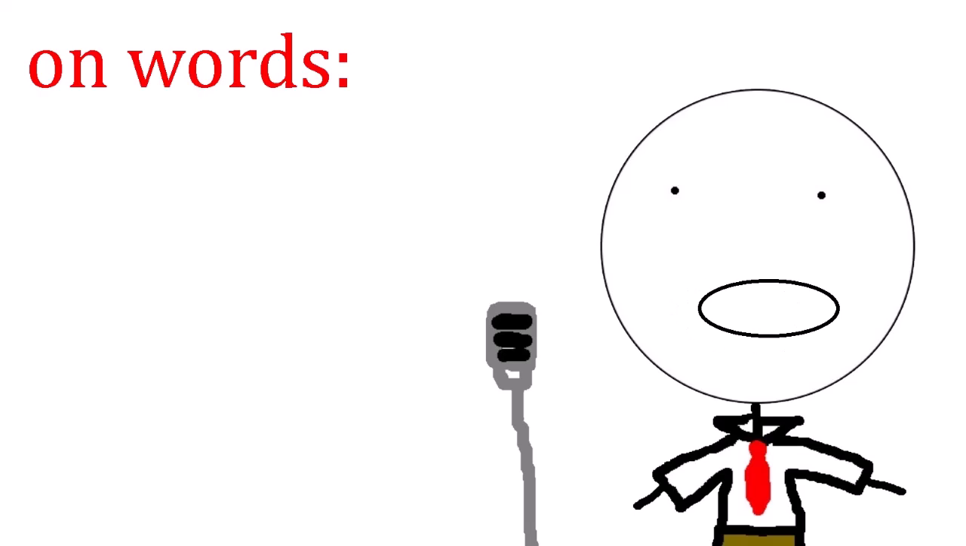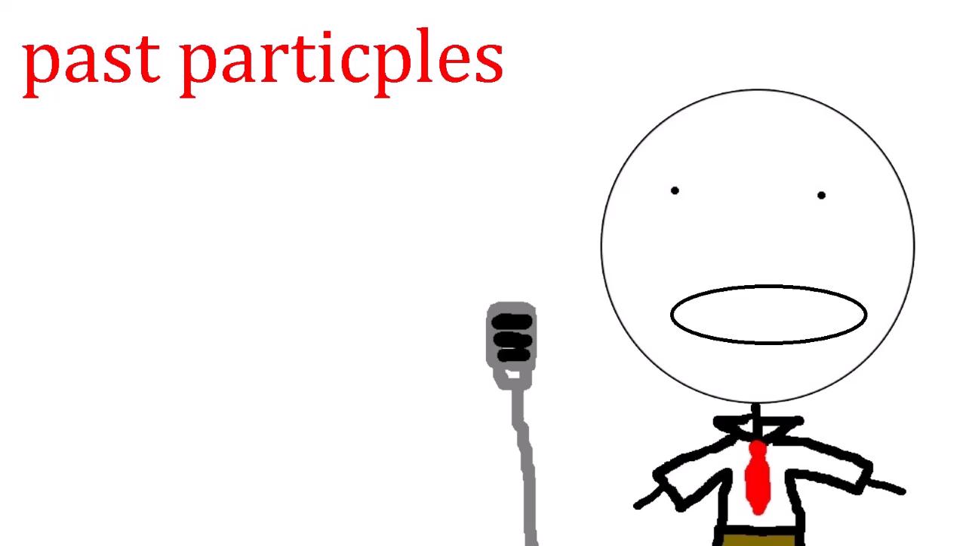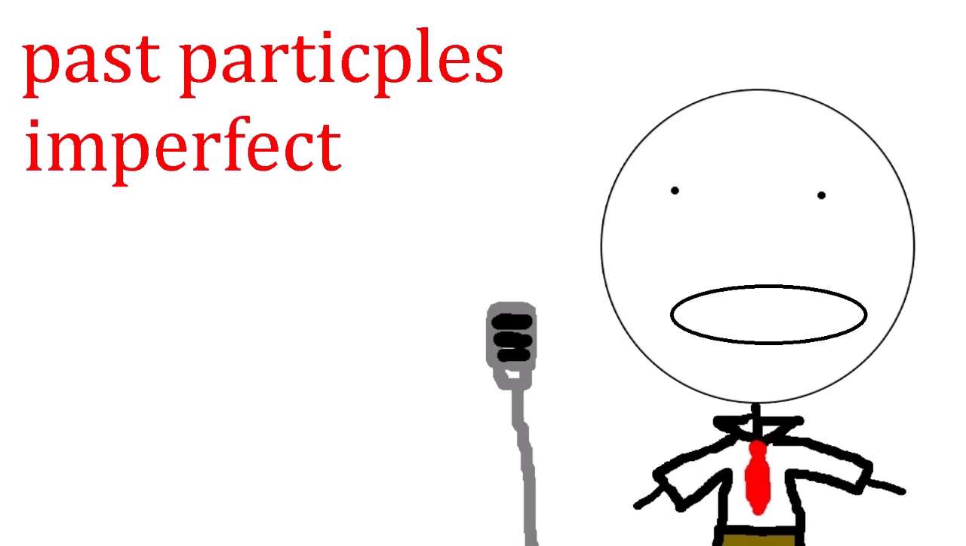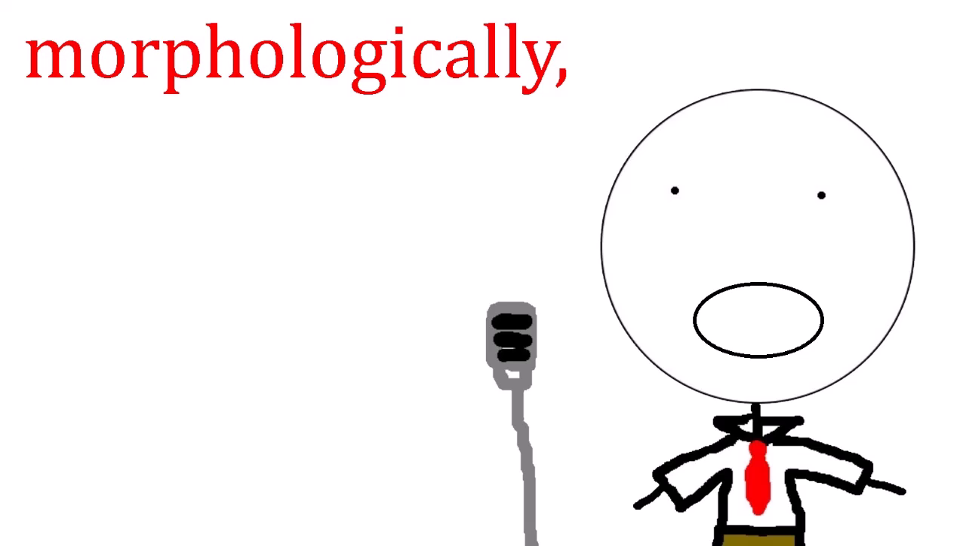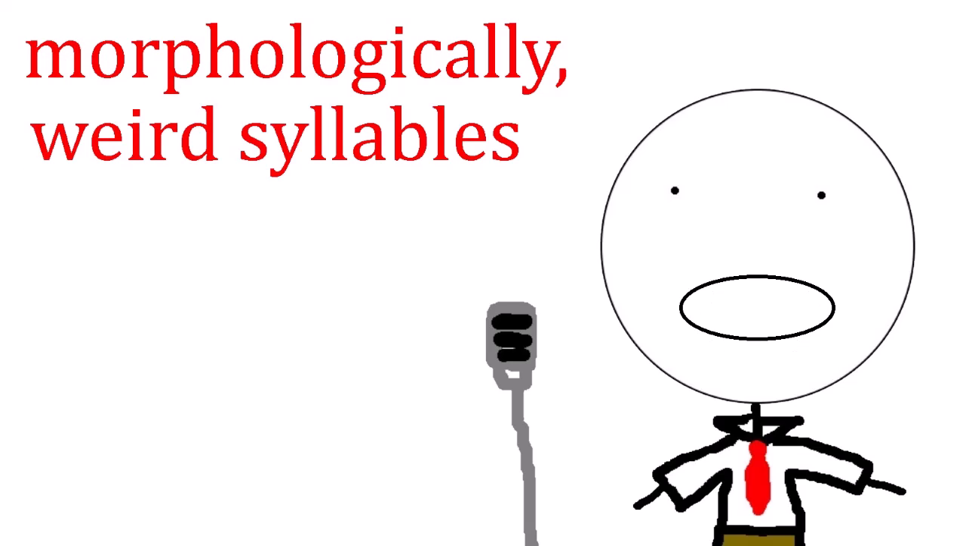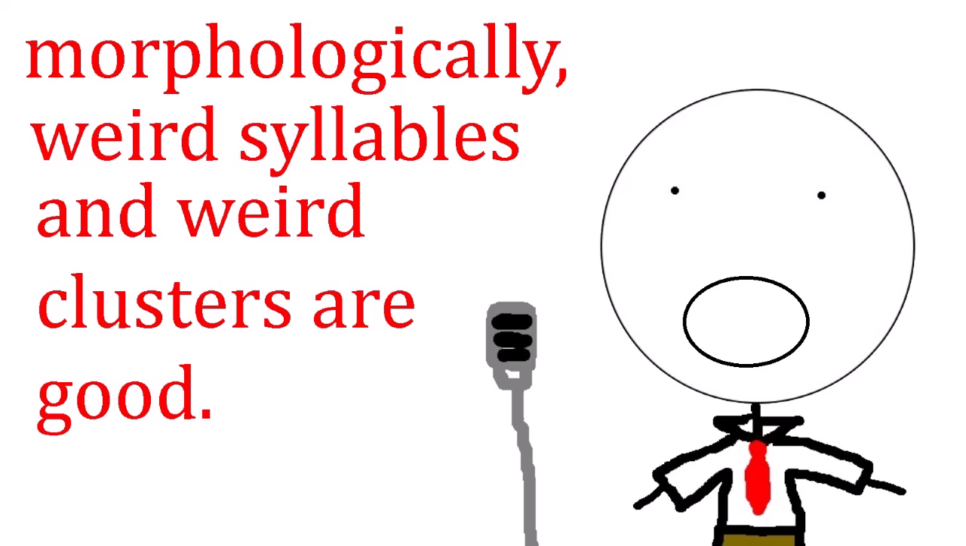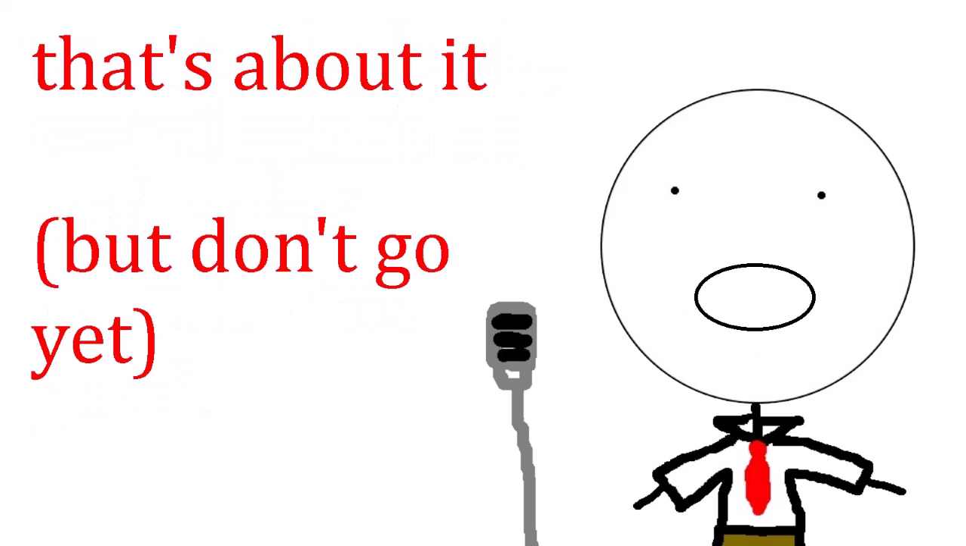So honestly, with the making of words, the only other tips I have are with past participles. So you're going to want to make those completely different. Remember, similar to the grammar. Imperfect, again, completely different. The other tenses completely different from each other. Morphologically, you're going to want to make your syllables weird, your consonant clusters weird. Other than that, there's really not that much with morphology and making of words.